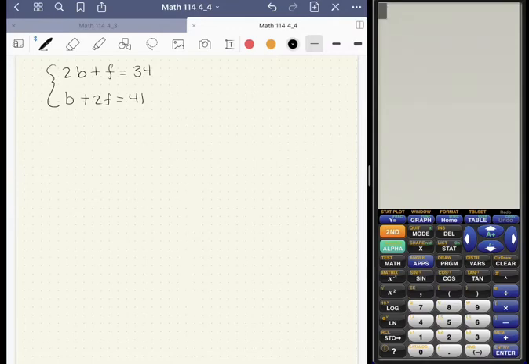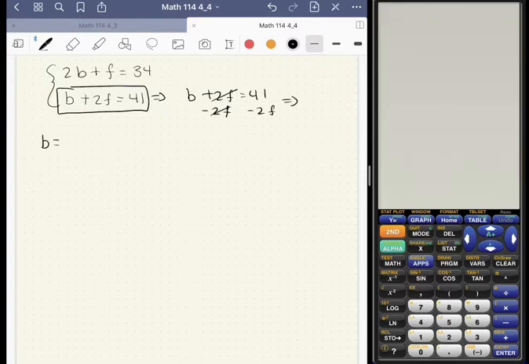The book calls it addition. Again, they're the same thing. So I'm going to treat this as a substitution. So I'm going to use this. I'm going to rewrite it as, I'm going to subtract 2F on both sides. So I have that B is equal to 41 minus 2F. So this is the value of B. I'm going to get that and use it in the first equation on top.